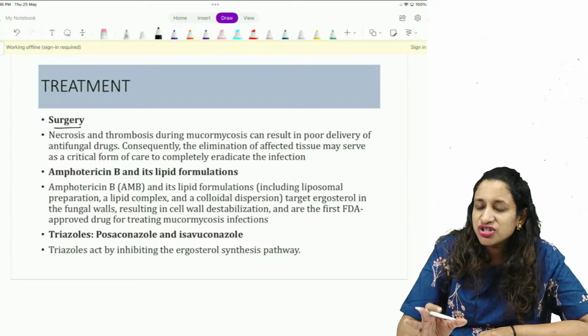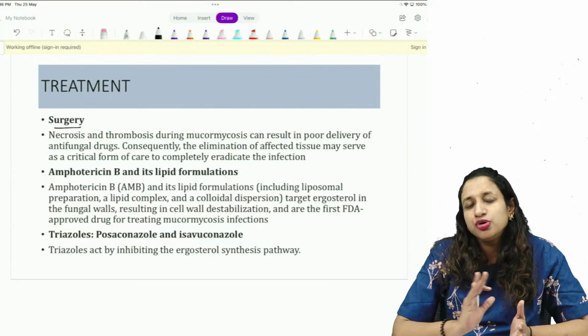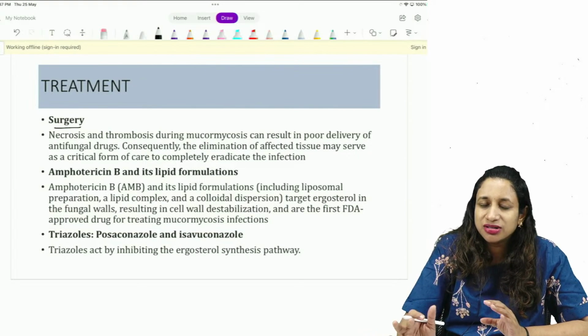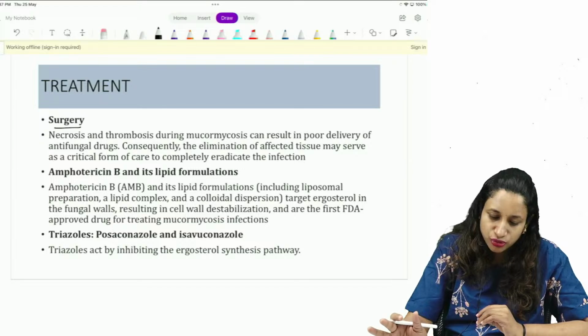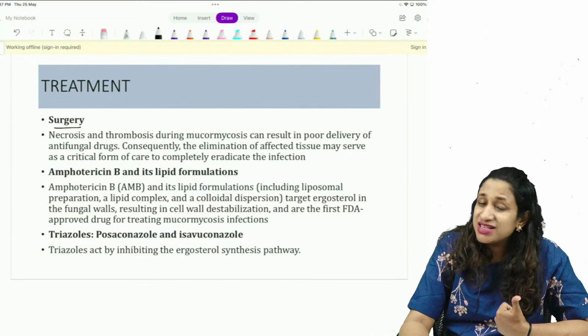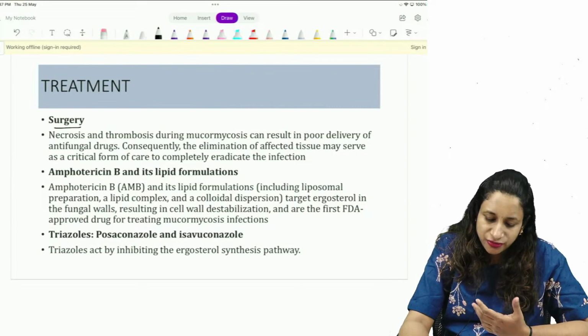Now, elimination of affected tissue is almost like debridement that needs to be done. You can pump in as much as you want when it comes to the antifungals, but unless the necrotic tissue is removed, you cannot totally eradicate the infection. Now, the mainstay of treatment is amphotericin B, very, very important, along with the lipid formulations.